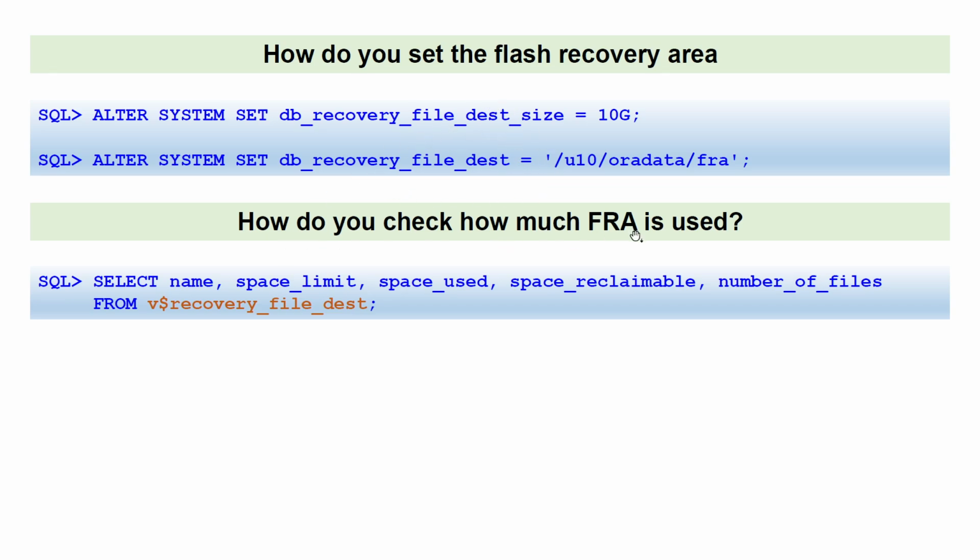How do you check how much FRA is used? You can use v$recovery_file_dest. It shows the name, space limit, space used, reclaimable, and number of files. You can use all of this from v$recovery_file_dest, which will give you the current used space in the FRA.